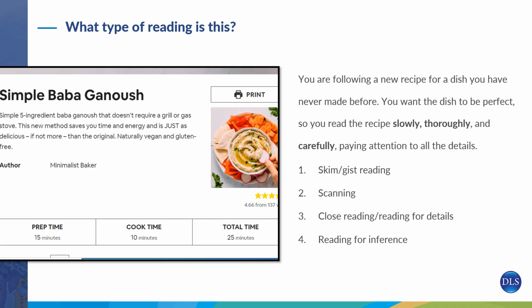Now, imagine that you are following a new recipe for a dish you've never made before. You want the dish to be perfect, so you read the recipe slowly, thoroughly, and very carefully, really paying attention to all of the details. What type of reading is this? This is close reading, or reading for details. And this is a kind of slow reading where we really try to understand as much as possible in the text.